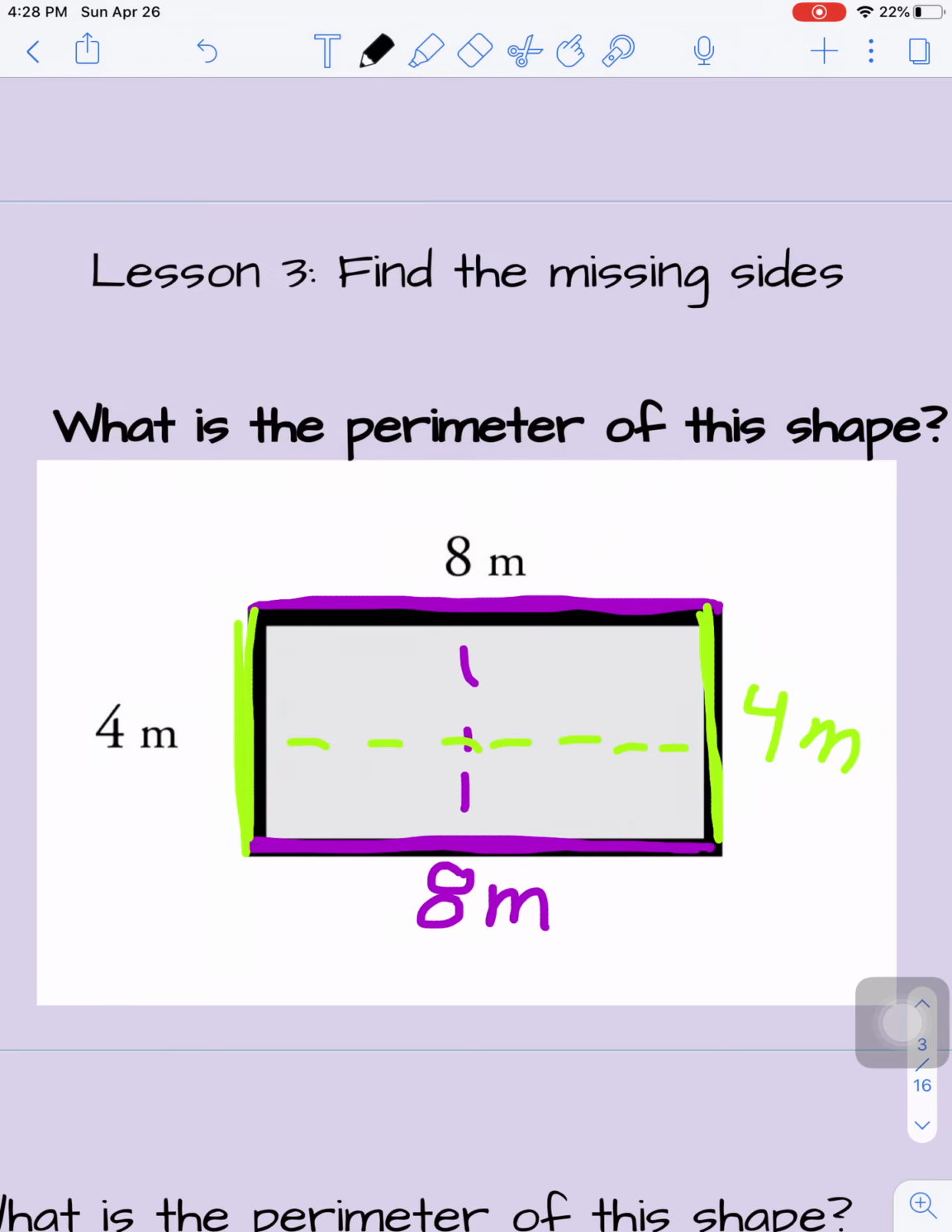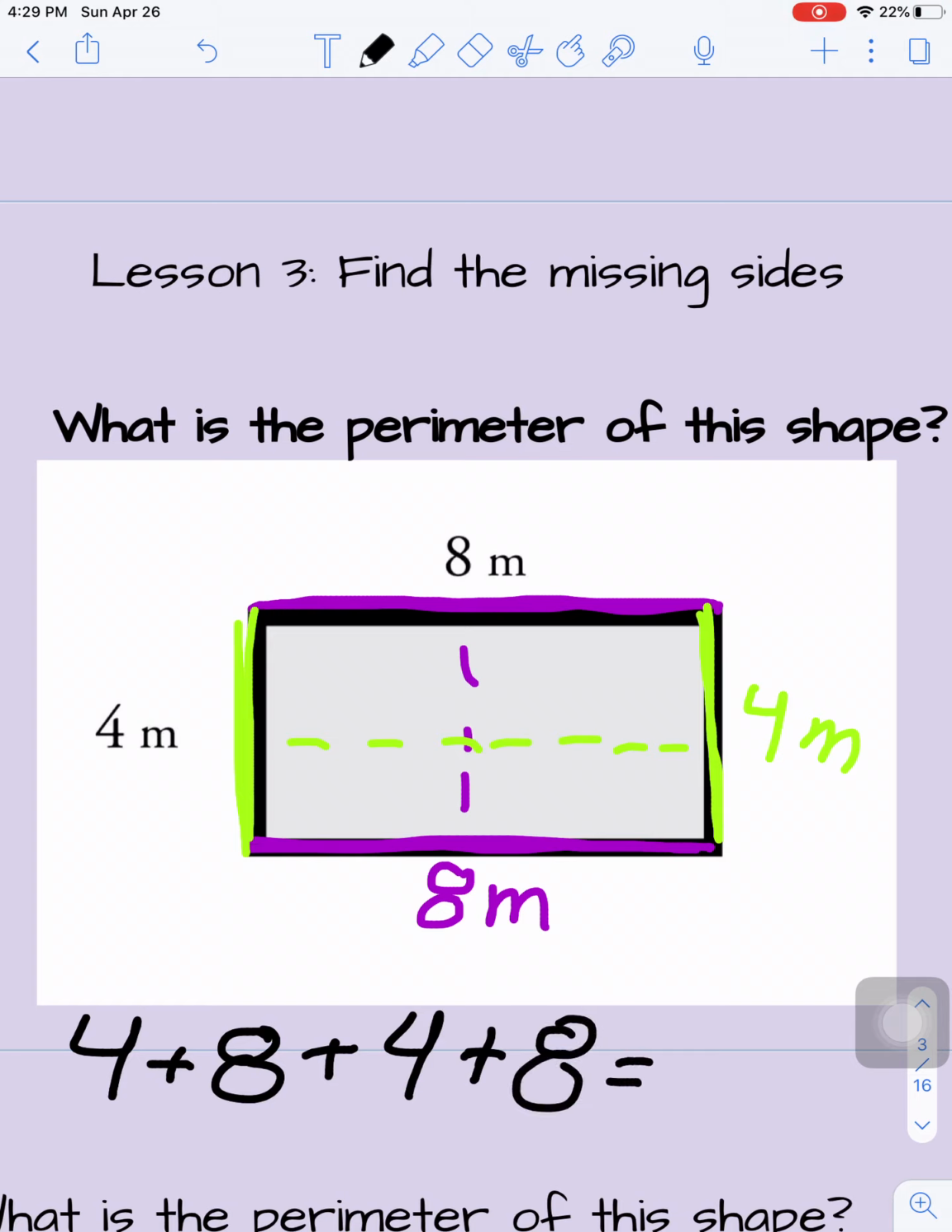And now that I have all the sides, all the lengths to every side, I can add them together to find the perimeter. Once I add all those numbers together, it equals 24 meters. And 24 would be the total distance around this shape.